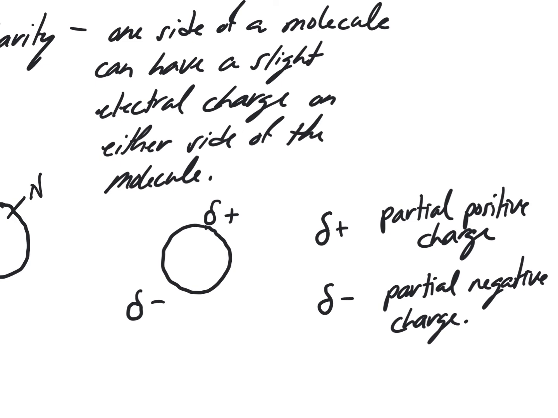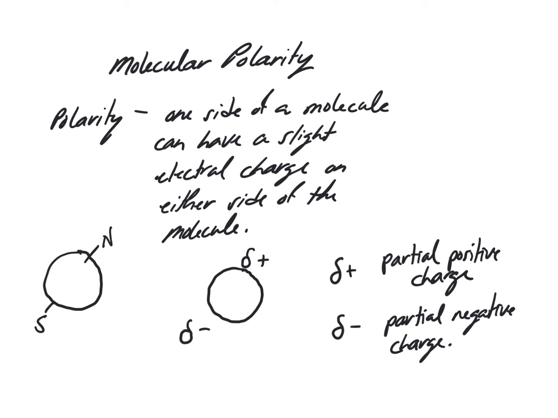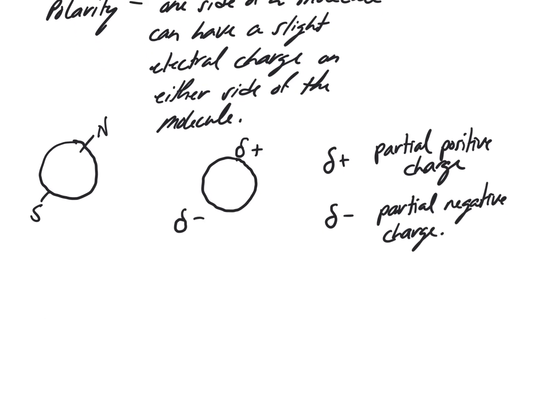Again, on one side of the molecule we have a slightly positive side, and on the other side of the molecule we have a slightly negative side. If there's no polarity at all, there's no difference from one side to the other. If I don't draw anything there, that would be a non-polar molecule. In other words, it has no positive pole or negative pole. It has no polarity.